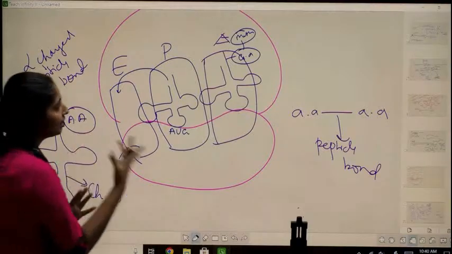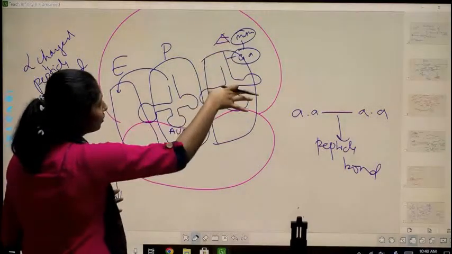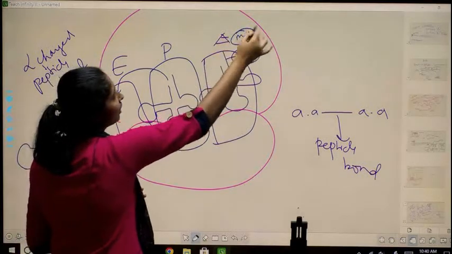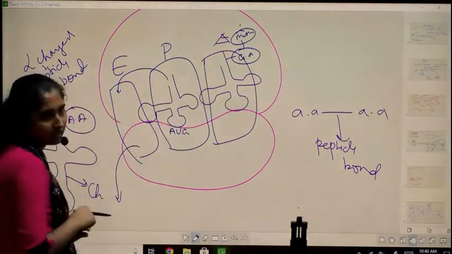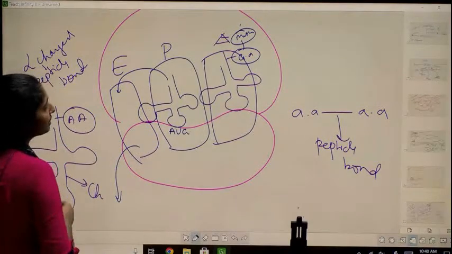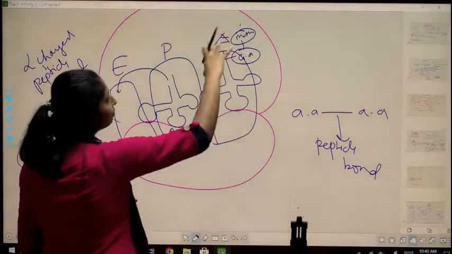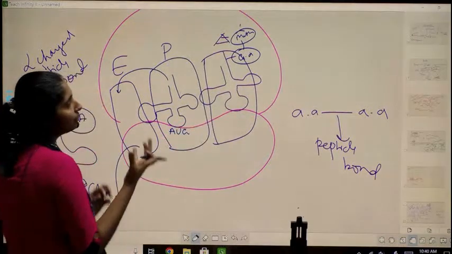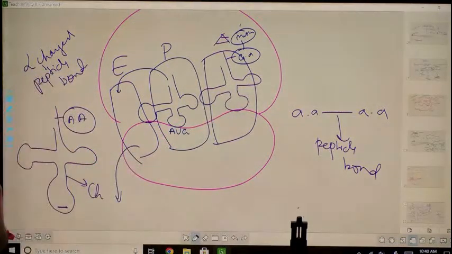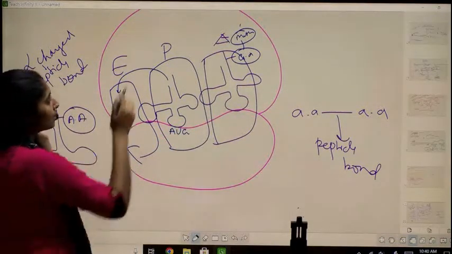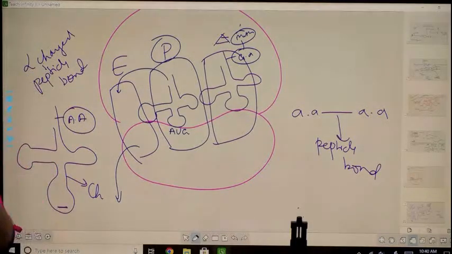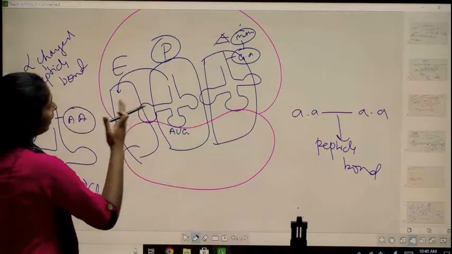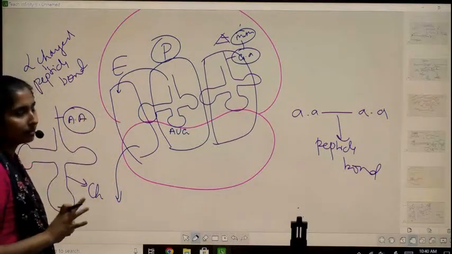Next, what will happen? The charged tRNA that has the chain of amino acids will now move to the P site. Again, a new charged tRNA will come that will bring a new amino acid. Peptide formation always occurs at the P site. And the empty tRNA will move to the exit site.